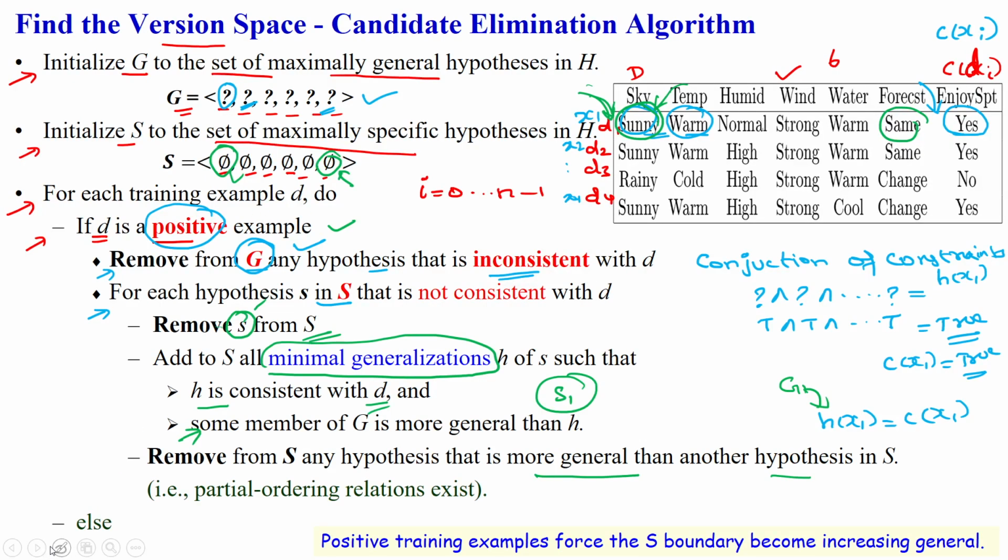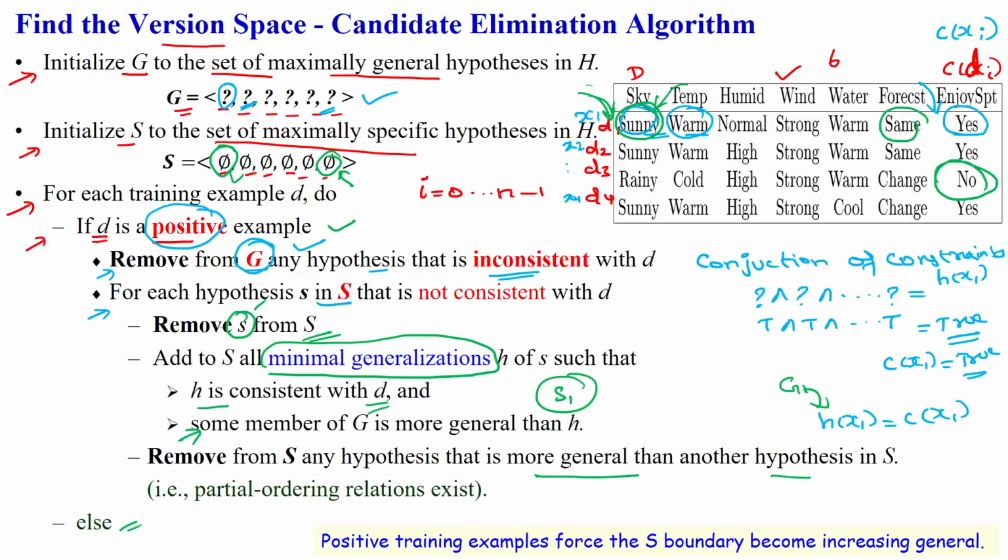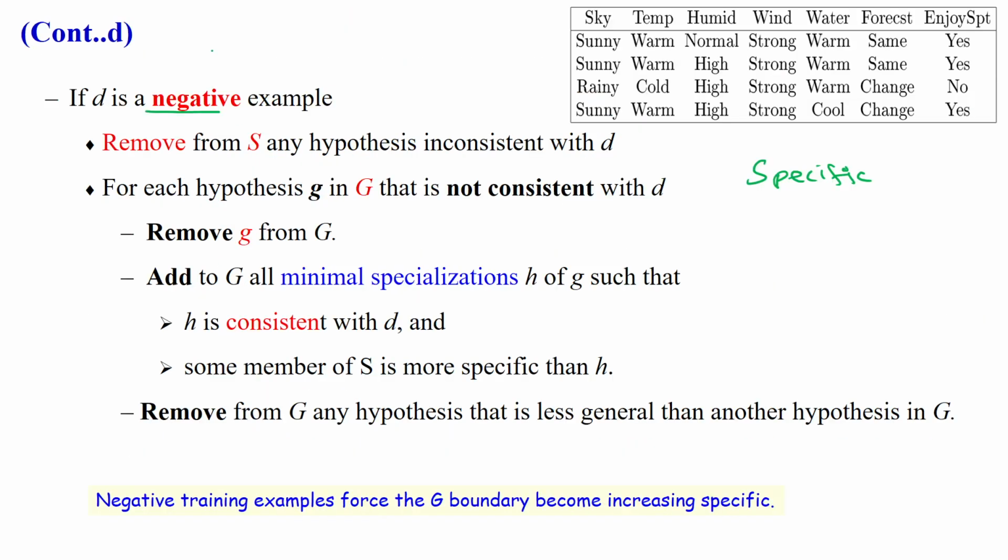Suppose the given example is negative, suppose here the target concept is negative, then we have to go for the else block. So in the else block we will have the negative example portion. Here first we will start with the specific boundary. If it is the positive example, here we are starting with the general boundary, but if it is the negative example, then we will start with the specific boundary.